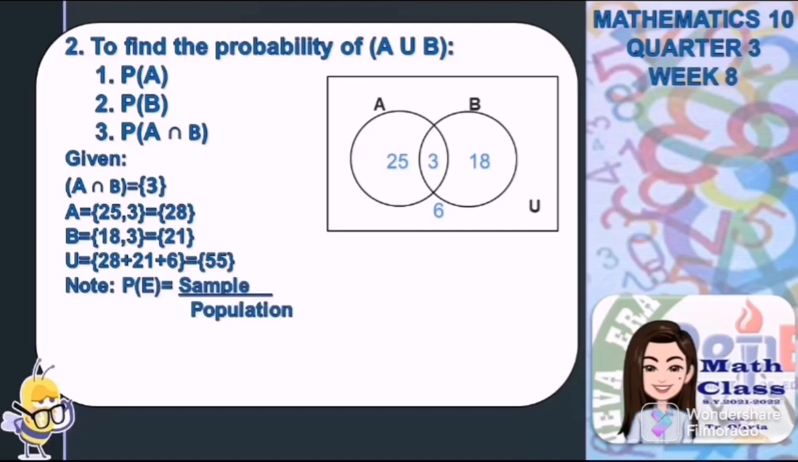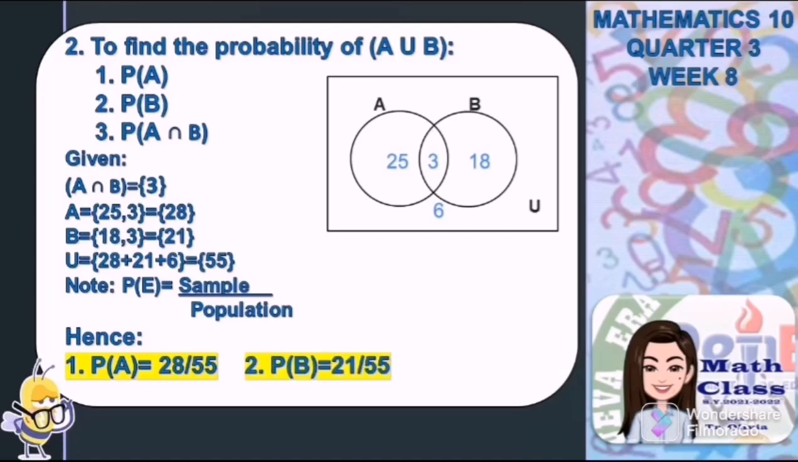Now, using the probability of an event is equivalent to sample over population. So we're going to get first the probability of A. We're going to substitute the sample or the number of outcomes, which is 28, then over the population, which is 55. Meaning to say, we have 28 elements over 55 for probability of A. Next, for probability of B, by substitution we have 21 over 55. It means that we have 21 elements present in set B out of 55.